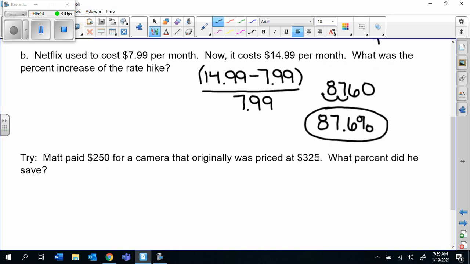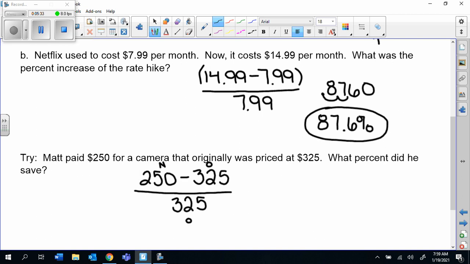The original price is $325. The price now is $250. It should be negative because Matt got it on sale. And so this is our setup here: the new minus the original over the original. So, and then again, put that in parentheses. And so it would be negative 75 over 325.